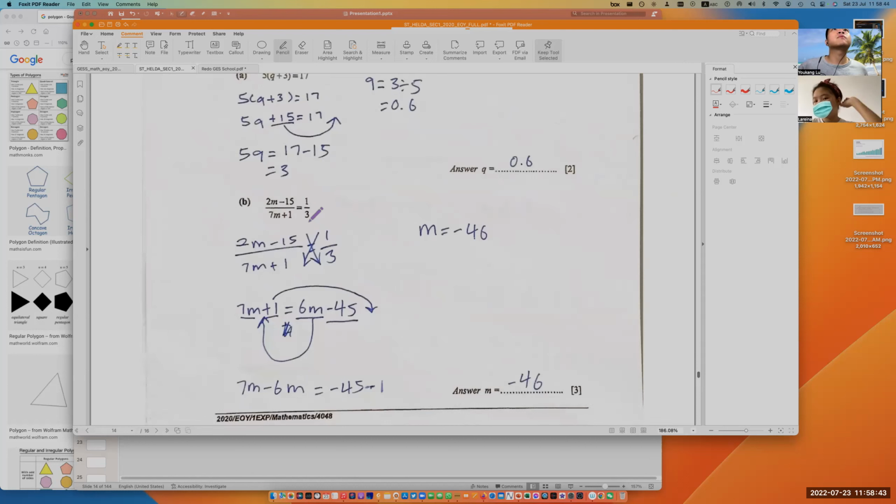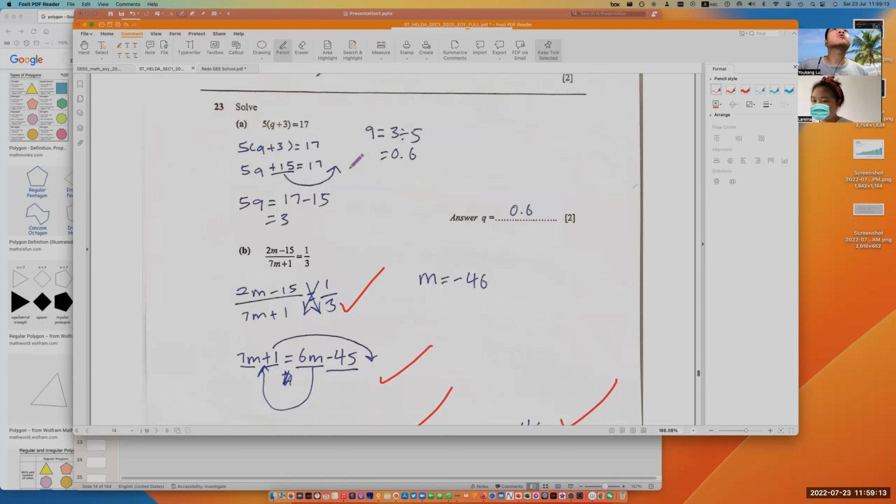So this one, correct. Use cross multiplication. What question is this? 23. Oh, okay. Very good. Move on. So like I say, if you follow, then you get it right. If you never follow, you forget the definitions, you get it wrong. Simple as that. So for this one, very good.